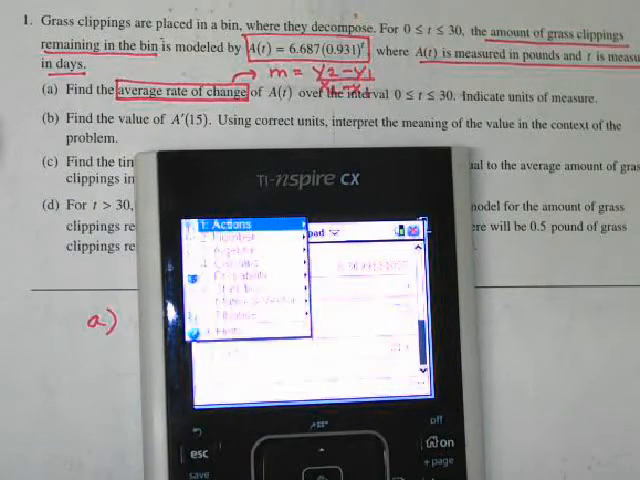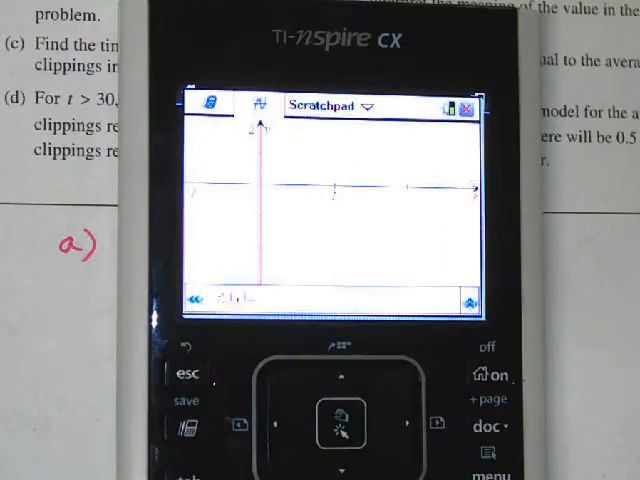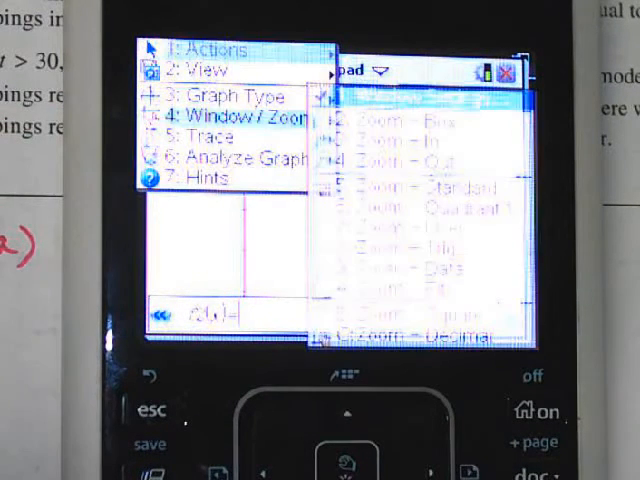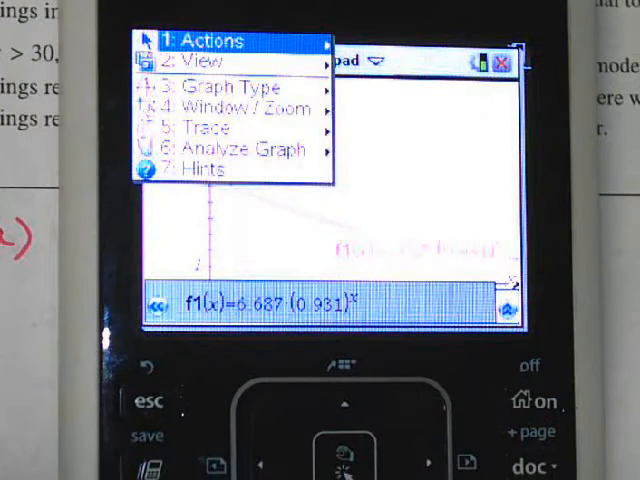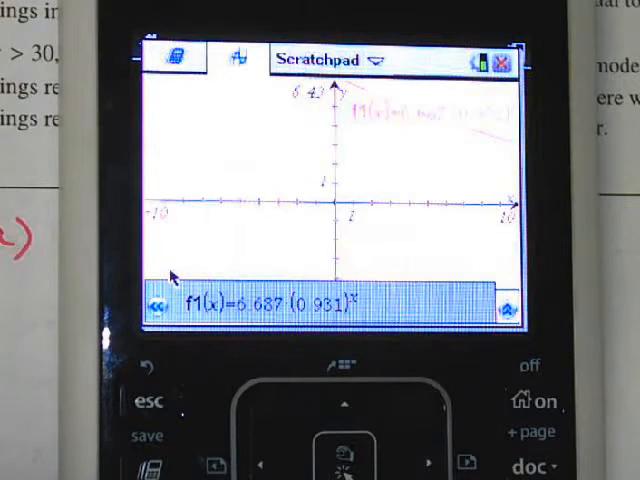Then the slope would be the derivative. So menu, calculus, and numerical derivative at 30. That's F1 of x. Negative 0.056, which I will also store as D. Oh, I forgot to store the other one.